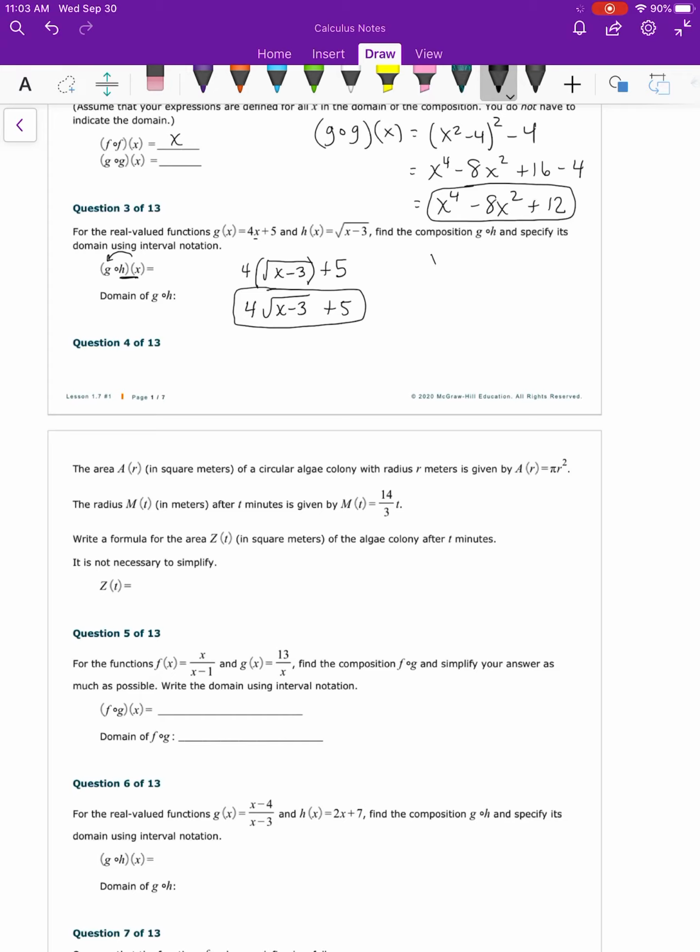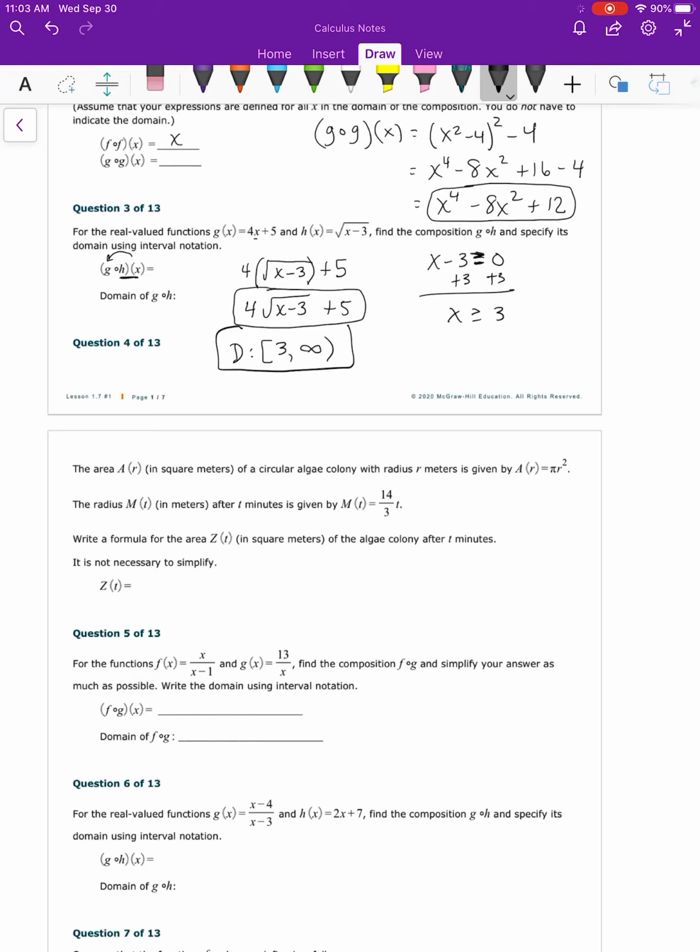And to find your domain, remember that the domain for h, this has to be greater than or equal to 0. Sorry, I put equals, but it should have been greater than or equal to. And then add 3 to both sides. X has to be greater than or equal to 3. So your domain is going to be from 3 to infinity. So that is your domain for that composition function.